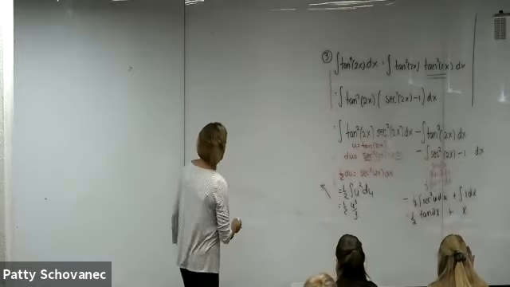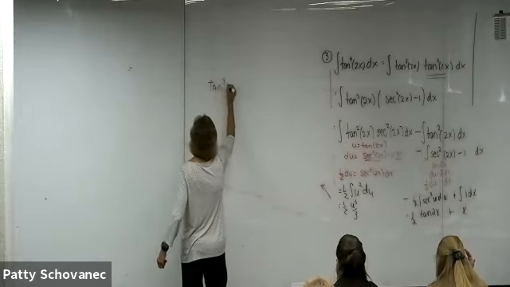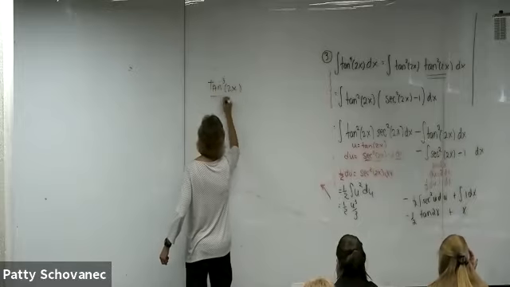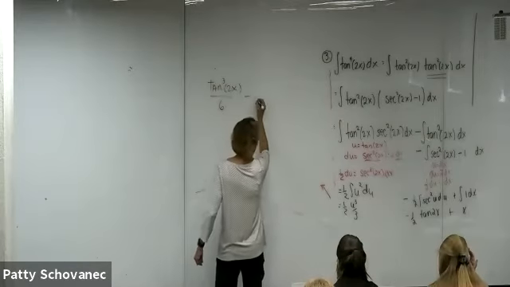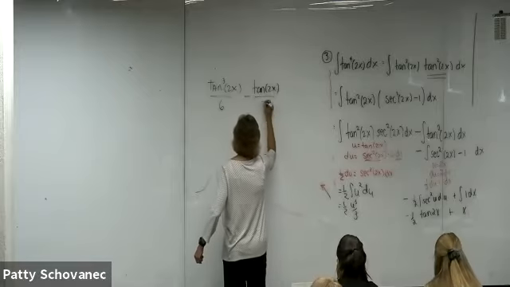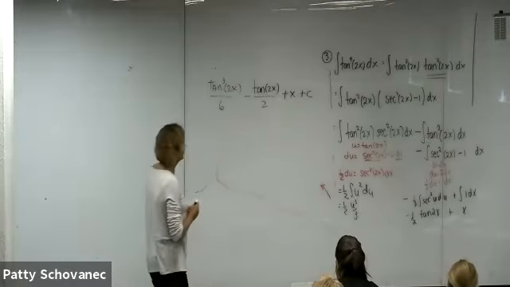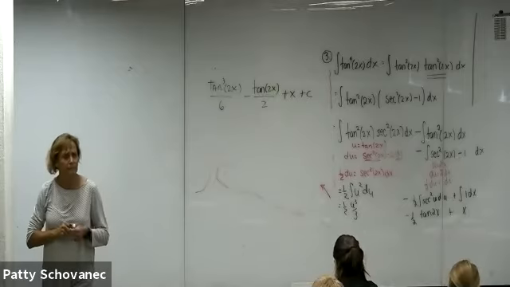It was tan cubed of 2x over 6, minus the tangent of 2x over 2, plus x. I'm pretty sure. There we go, unless I wrote it down wrong. I think that's right. Did I lose anybody?